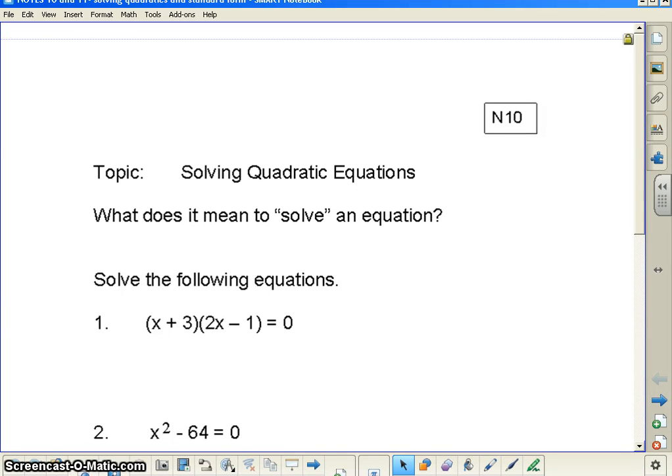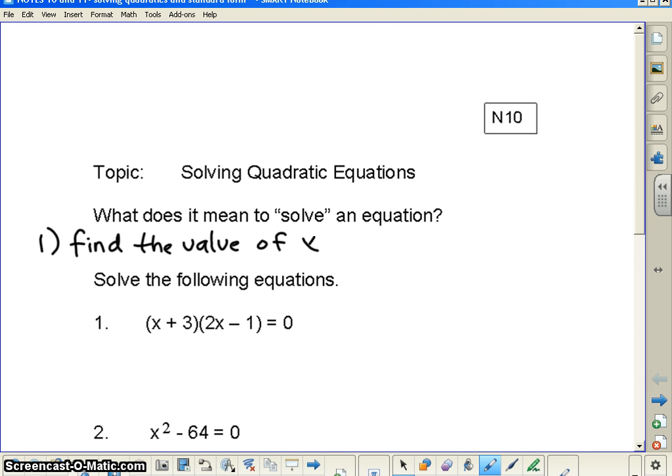Okay, what does it mean to solve an equation? One of the things it means is find the value of x, or whatever variable it is that you're solving for. For example, if I have a linear equation, I'm only going to have one value for x. In quadratic equations, you have two values for x, because it crosses x twice.